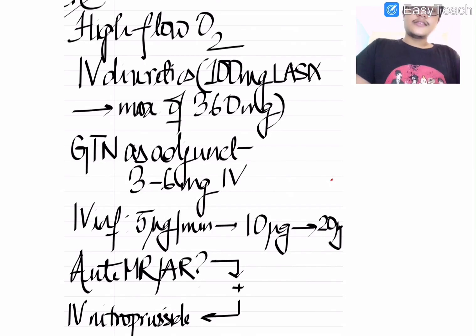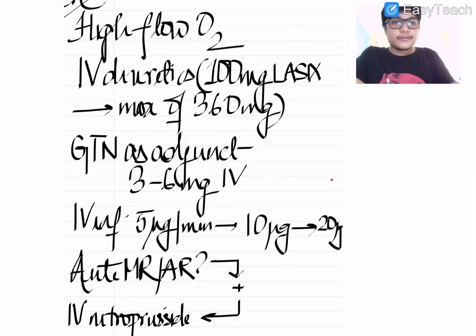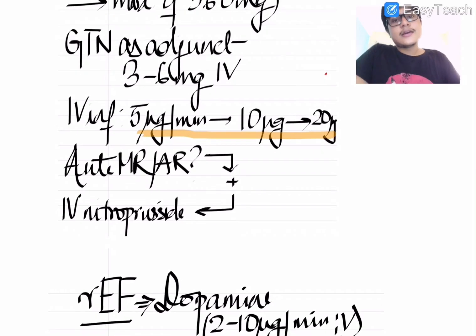Also, if there is peripheral edema, we also give diuretics. We will give glyceryl trinitrate as an adjunct. We'll give it as 3 to 6 milligrams IV, or we'll give it as an IV infusion, starting with 5 micrograms per minute and gradually uptitrating it to 10 and finally 20 micrograms. If we clinically assess that there is mitral regurgitation or aortic regurgitation, we have to give IV nitroprusside to immediately relieve the afterload.